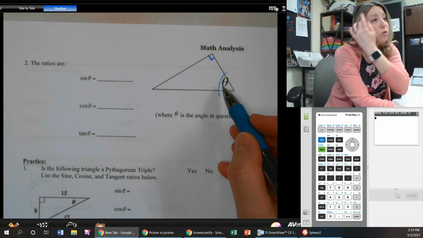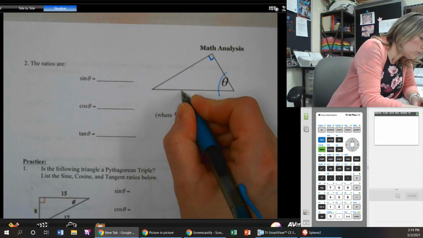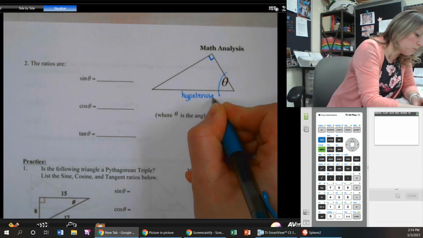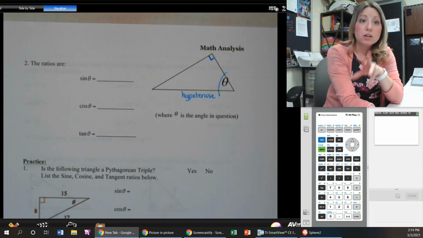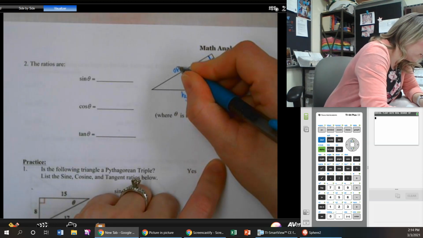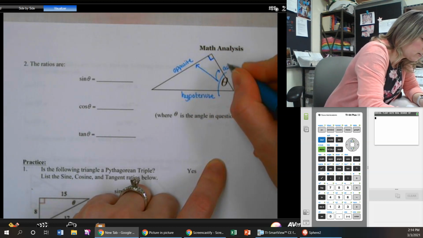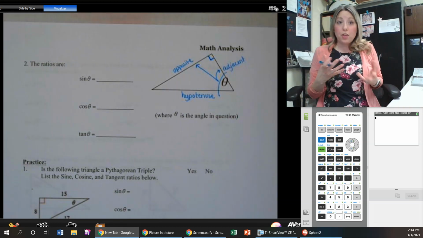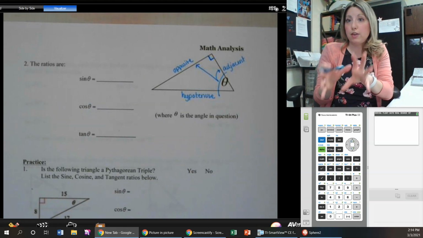Here's our big old theta in the corner. Our hypotenuse is always the side across from the right angle. So the hypotenuse side, as far as labeling is concerned, is always nice and easy, right across from the right angle. The other two depend on where your angle in question is. Your opposite side is the side across from your angle in question, and your adjacent side is next to the angle in question. If it helps you to label, do that each time.